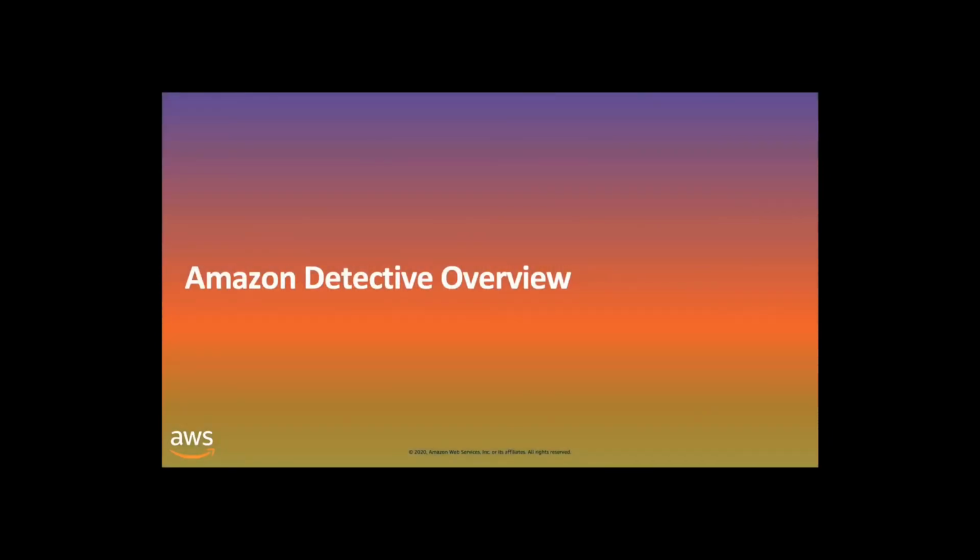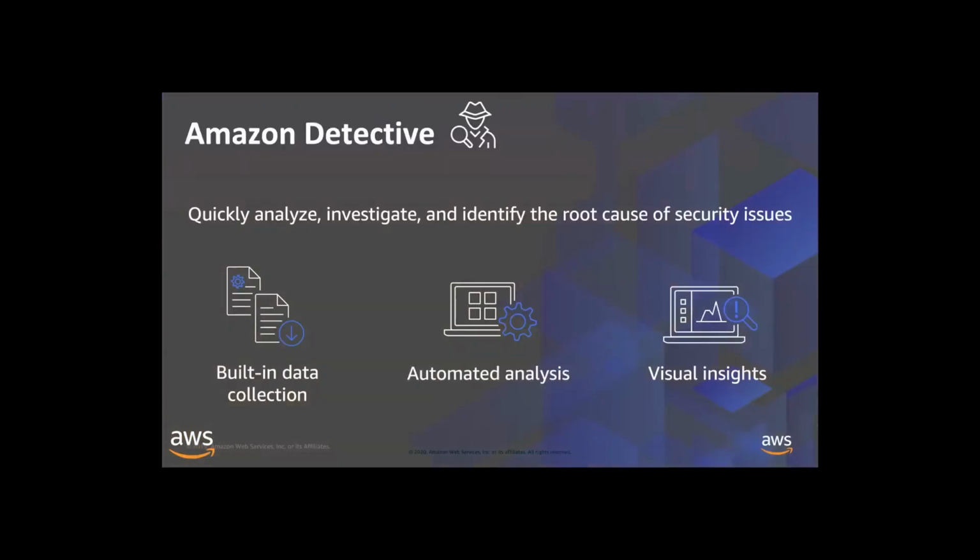Okay, so let's move on to the next service over here, Amazon Detective overview. Now, Amazon Detective is another service, and it works well with GuardDuty. So it makes it easy to analyze, investigate, and quickly identify the root cause of potential security issues or suspicious activities. Detective automatically collects log data from your AWS resources, and it uses machine learning, statistical analysis, graph theory to build a linked set of data and visualizations to help you speed up your security investigations.